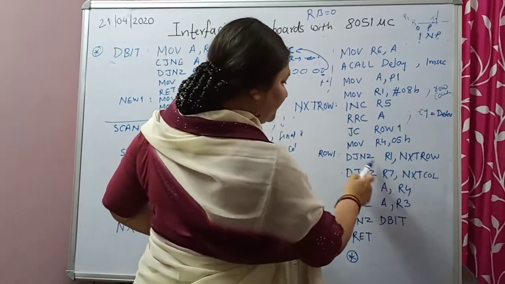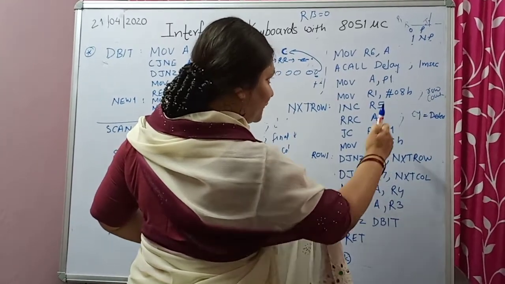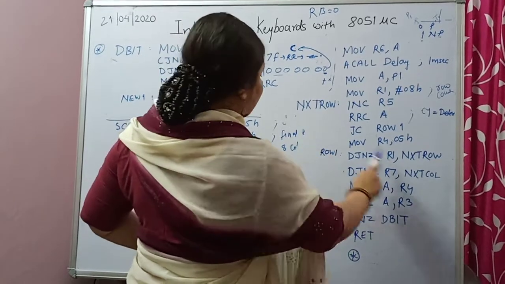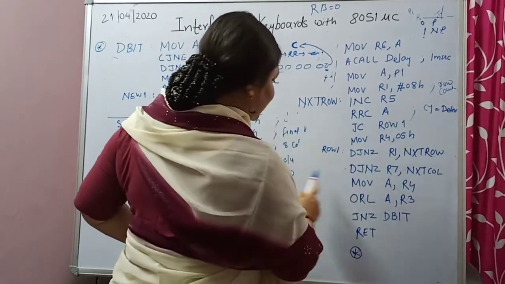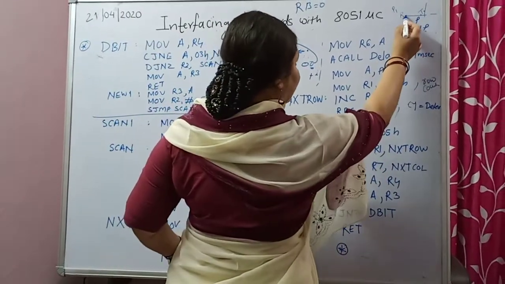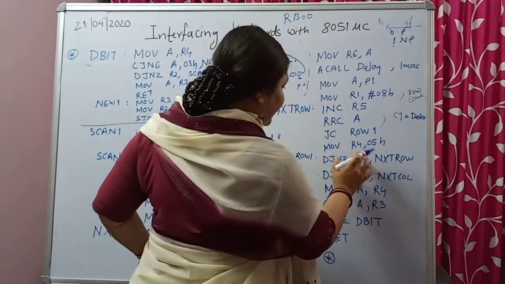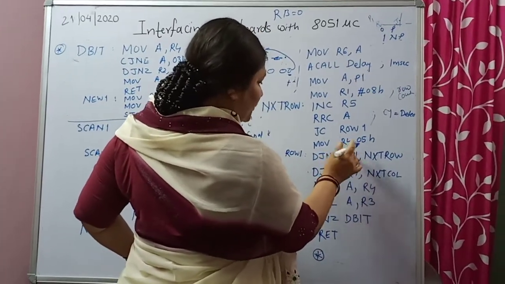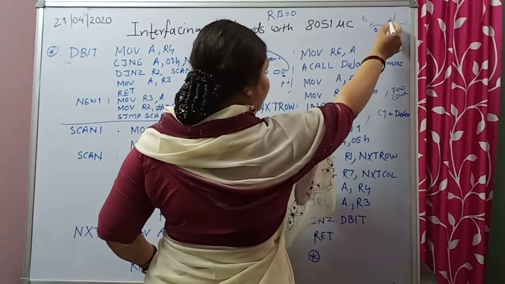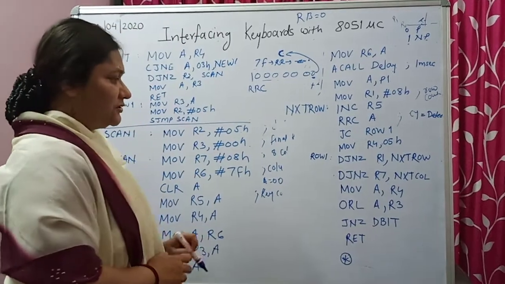So again this is done for 8 rows. Again R7 is decremented by 1, that is for the next column. So 7th column, 6th column, 5th column, 4th column. Likewise all the columns we will check. And whenever we find any row whose status is 0, we take that count into R4. So now whichever row the key is pressed, that count is available in the R4 register.